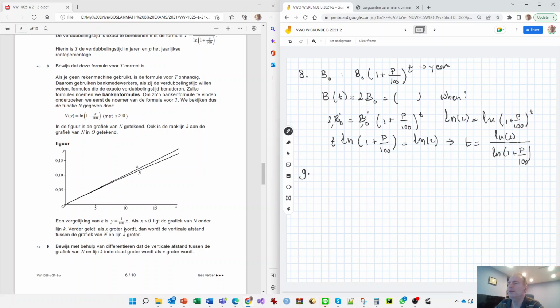Then they say if x increases, then the vertical distance between these two will get bigger and bigger. And prove with help of differentiation that this vertical distance becomes bigger and bigger. Well, what is the difference between these? That is, let's call it d, as function of x, is 1 over 100 x.